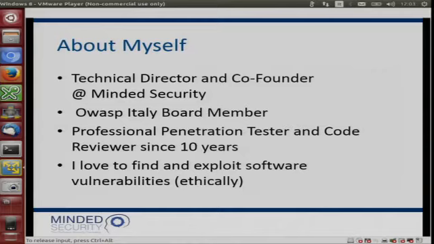About myself, I'm a technical director at Minded Security. I'm a board member of OWASP Italy. OWASP Italy is the Open Web Application Security Project, a non-profit organization for software security. I've been a penetration tester during the last 10 years, and I love to find and exploit software vulnerabilities. I've also been a code reviewer, so during my daily job I look at the code and at the binaries of software programs to find vulnerabilities inside and report them ethically to the vendors.